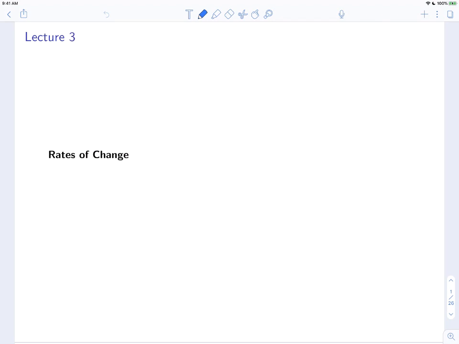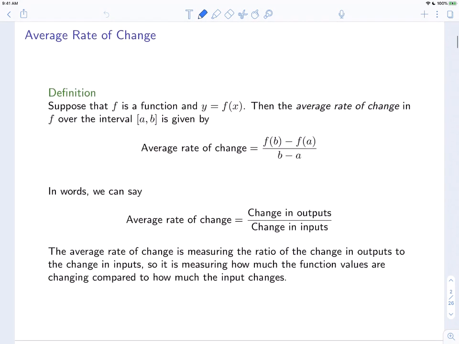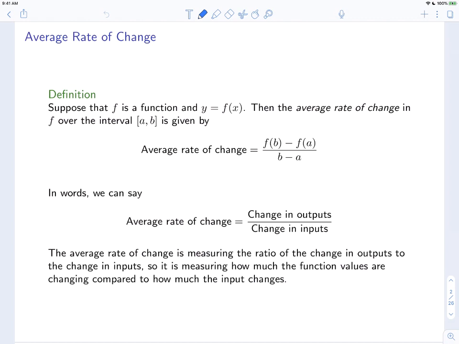In this video, we're going to talk about rates of change and shapes of curves. Let's start by talking about the average rate of change.